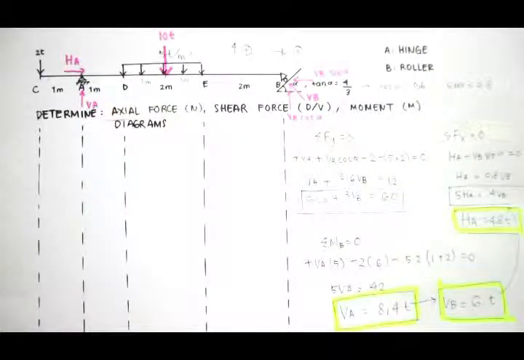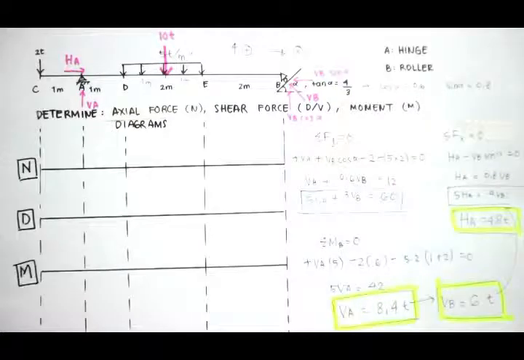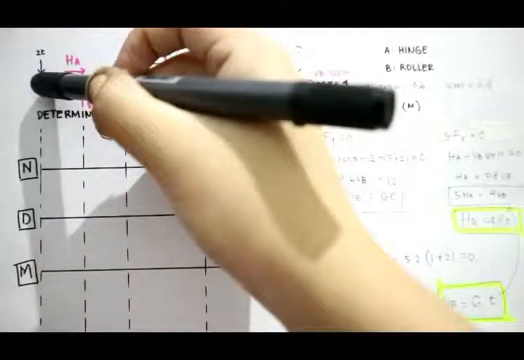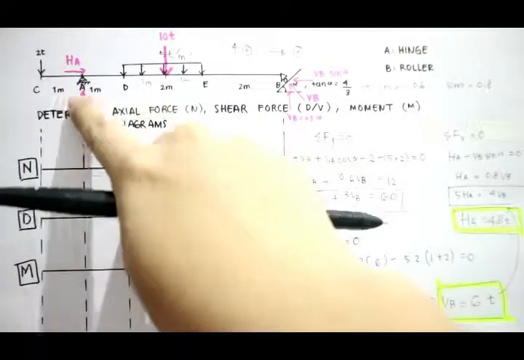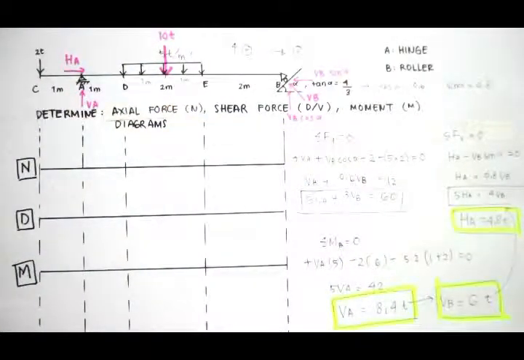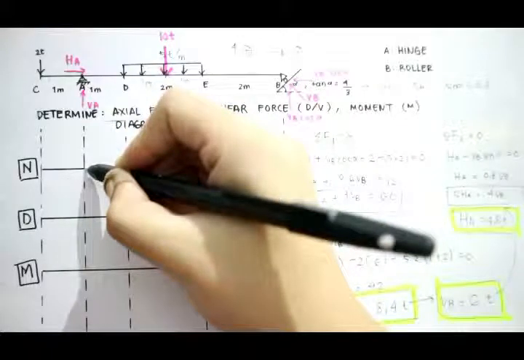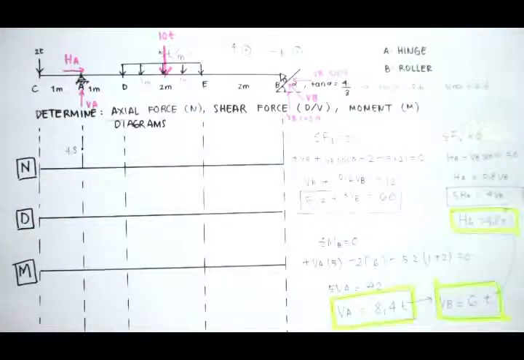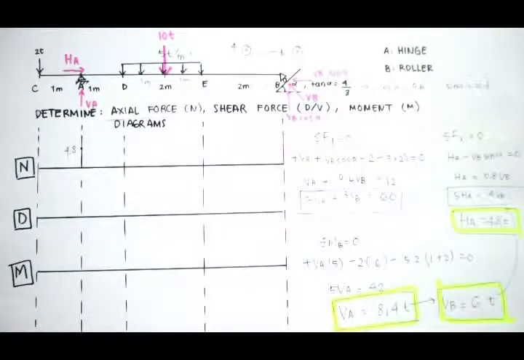The next step is to draw the diagrams. We're going to first make our axial force diagram. At C, we don't have axial force, and then at A we have HA, which goes to the right, since we have a positive HA right here. So at A I will have an axial force of 4.8 tons. Here, which is minus VB sine alpha, will also be 4.8 tons.